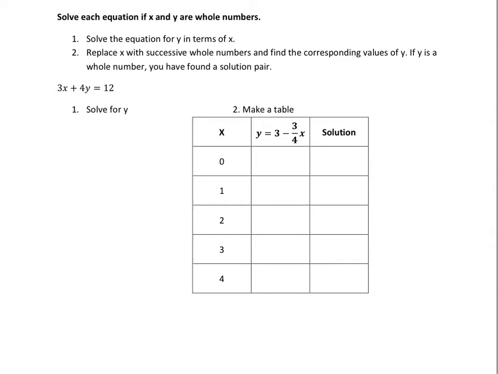Now, the first whole number is 0, and it goes up from there. So 0, 1, 2, 3, 4, and going on. Negative numbers are not whole numbers, so you need to keep that in mind today.